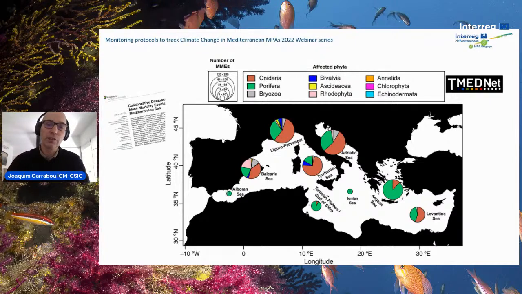We have been enriching this database with the new census that the network has been implementing during this last year, and I'm happy to announce that soon we will have a much larger database available to everybody to see the magnitude of the impact of the mass mortality events in the Mediterranean.